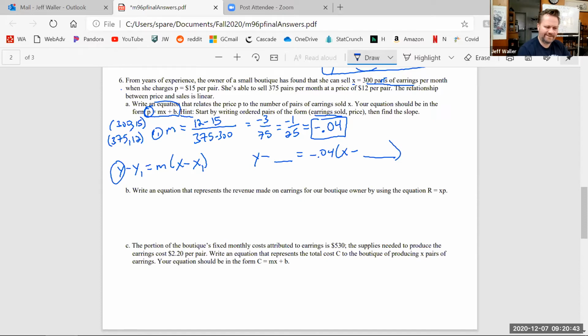Okay. I did y minus 15 equals negative 0.04 times x minus 300. I like it. So you picked the point 300, 15. Either point will work. That's a good point because 300 is a really nice round number, right? I would pick the same thing. So you get y minus 15, and now let's multiply this through, right? Negative times negative is plus. 300 times 0.04 is 12.